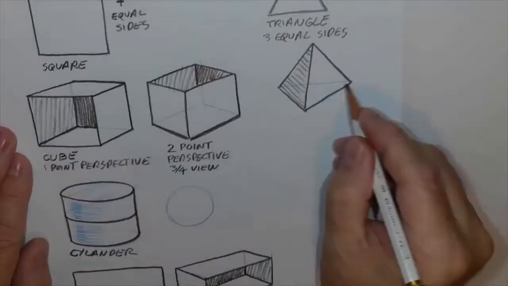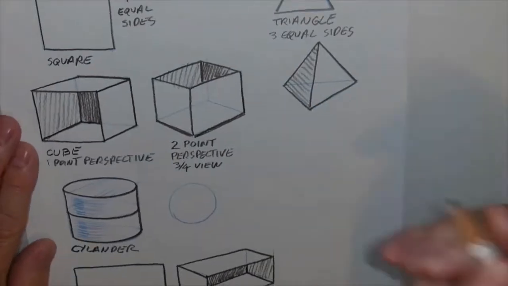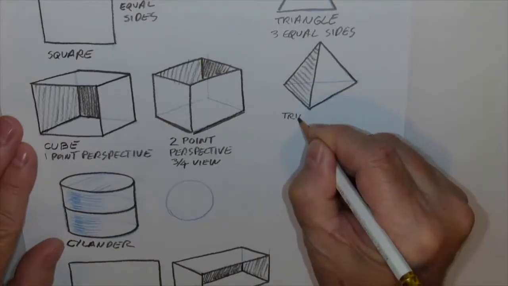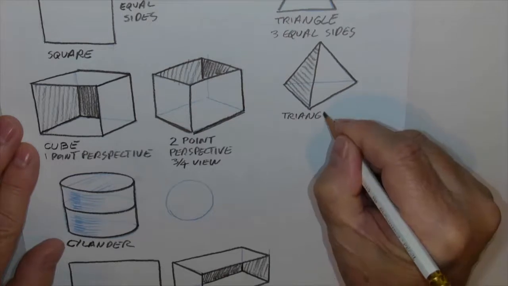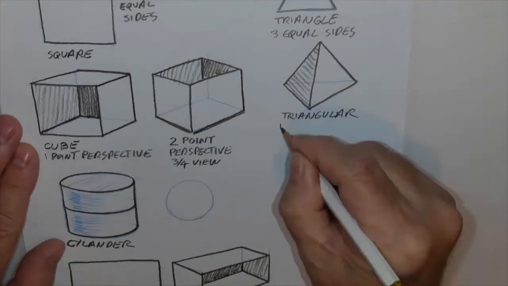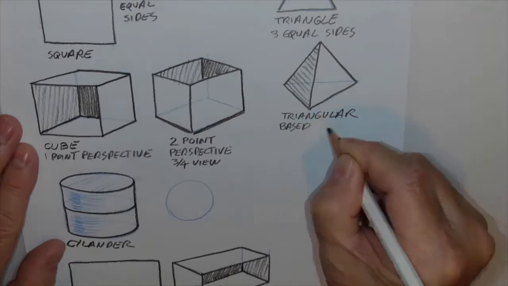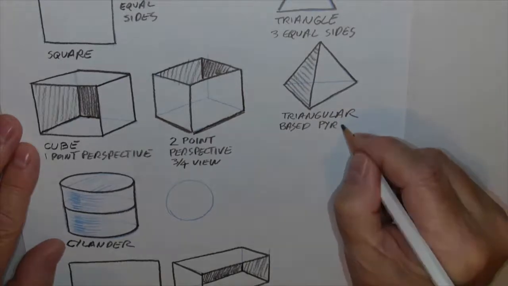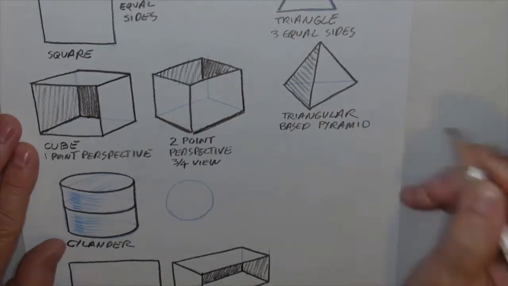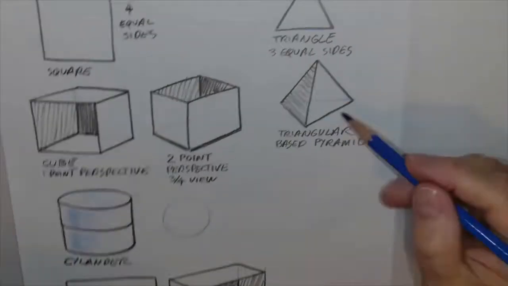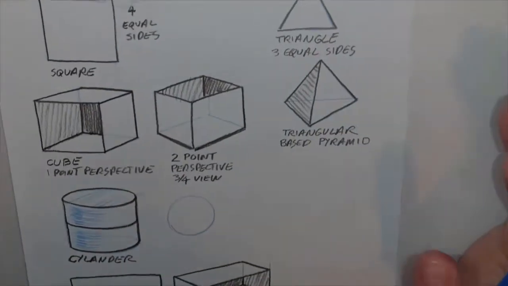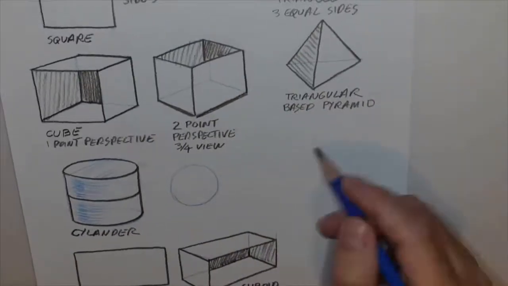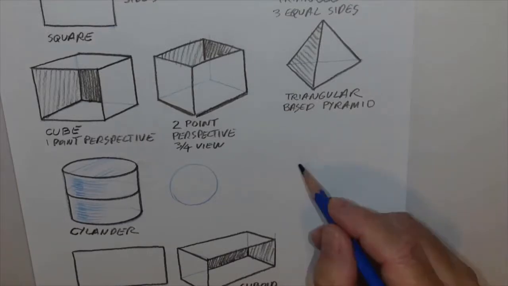But you can see the footprint of this is 3 sides. So the name of this one is a triangular based pyramid. Now, we know pyramids, if we think of Egypt, that the footprint isn't triangular, the footprint is square. So we're going to do one that way.